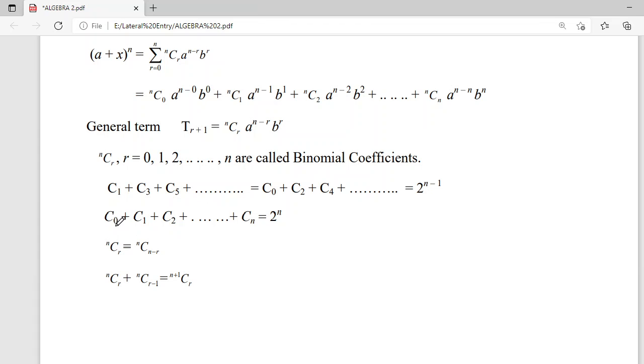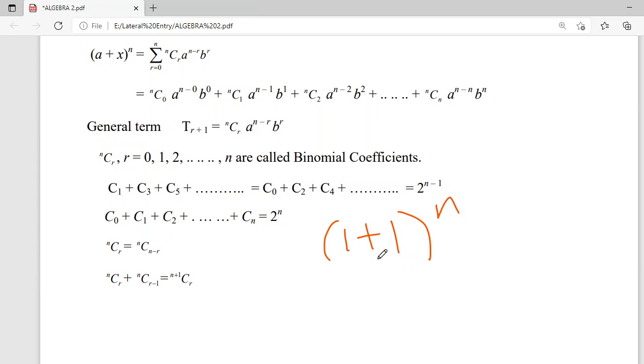This is actually when you expand (1 plus 1) whole to the power n. So what do you have? Here a is 1, b is 1, so all are 1. Only this remains: NC0, NC1, NC2 up to NCn. So these C0, C1, up to Cn mean NC0, NC1, NC2 up to NCn. And 1 plus 1 means 2, so that is why it is 2 to the power n.